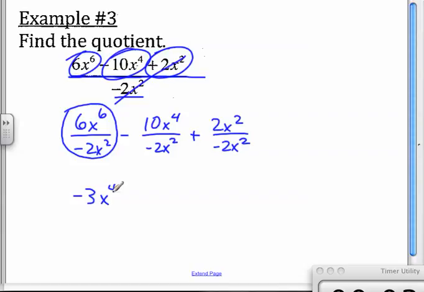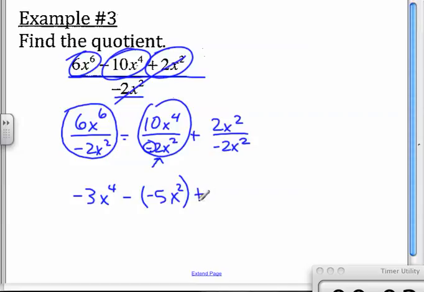X to the 4th. Minus, now I need to simplify this thing. 10 over negative 2 gives me what? Negative 5. Thank you. And x to the 4th over x squared is just x squared. Why did he put that in parentheses? Because, guys, this is a negative fraction. It has a negative sign down here. It's going to be minus a negative. We'll change it in a minute and make it plus.